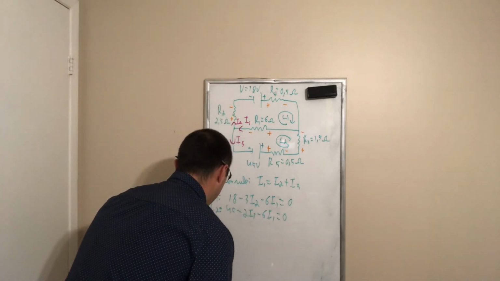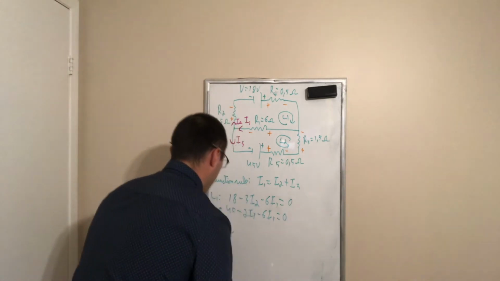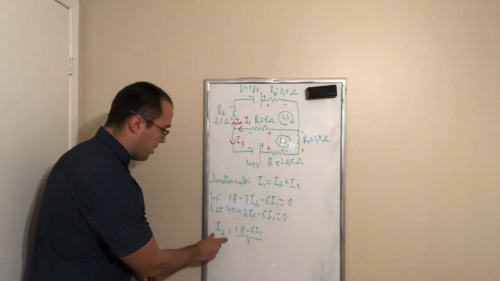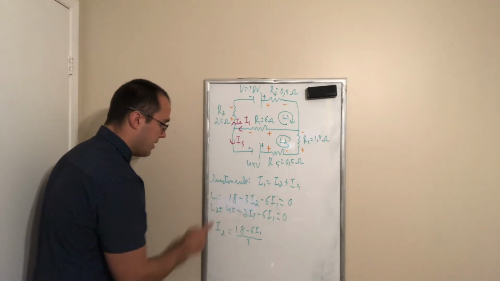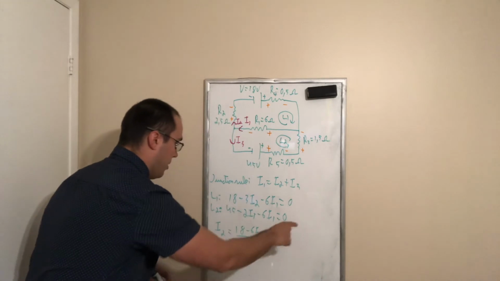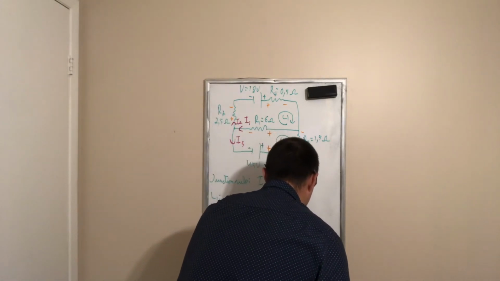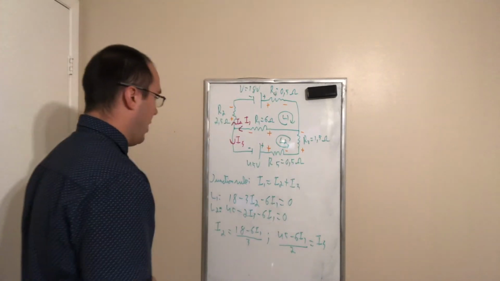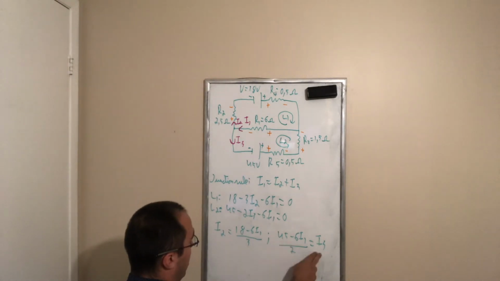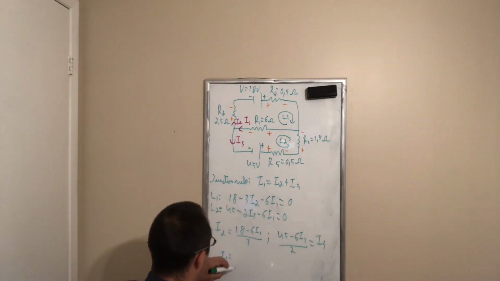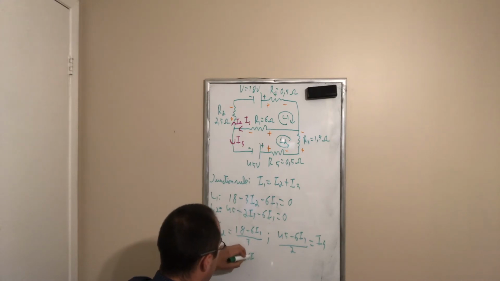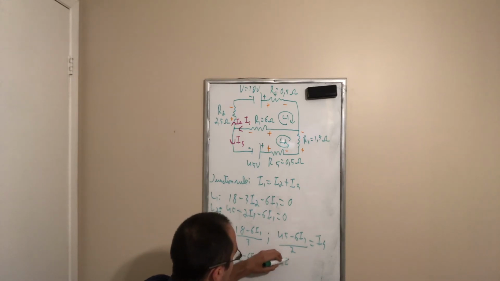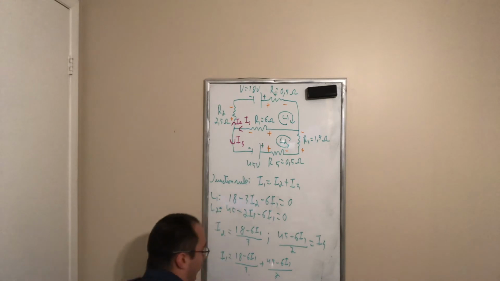We got I2. It's 18 minus 6 I1 divided by 3. So that's the formula here if we isolate I2. Let's do the same thing for this formula. So we got 45 minus 6 I1 divided by 2 is equal to I3. All right, we take these two terms and put them here. So we got I1 is equal to 18 minus 6 I1 divided by 3 plus 45 minus 6 I1 divided by 2. All right, now we want to isolate the I1.